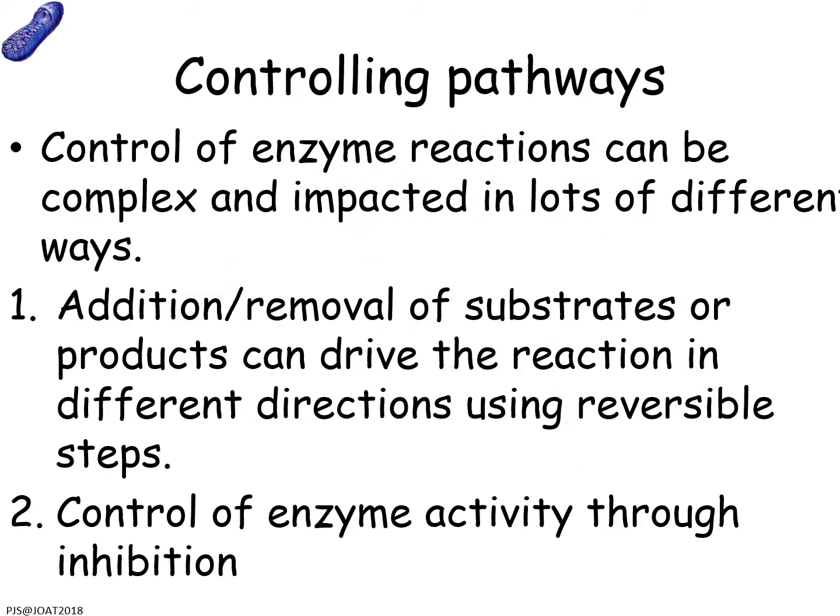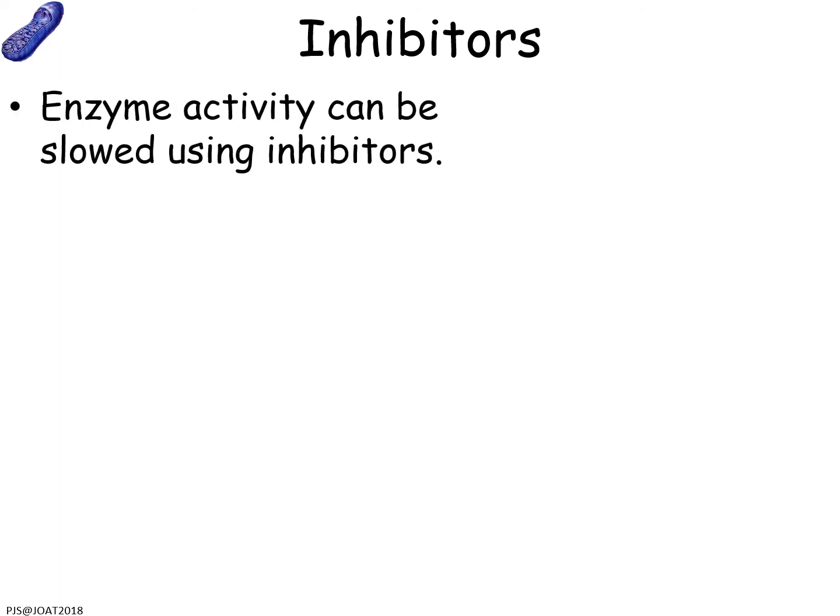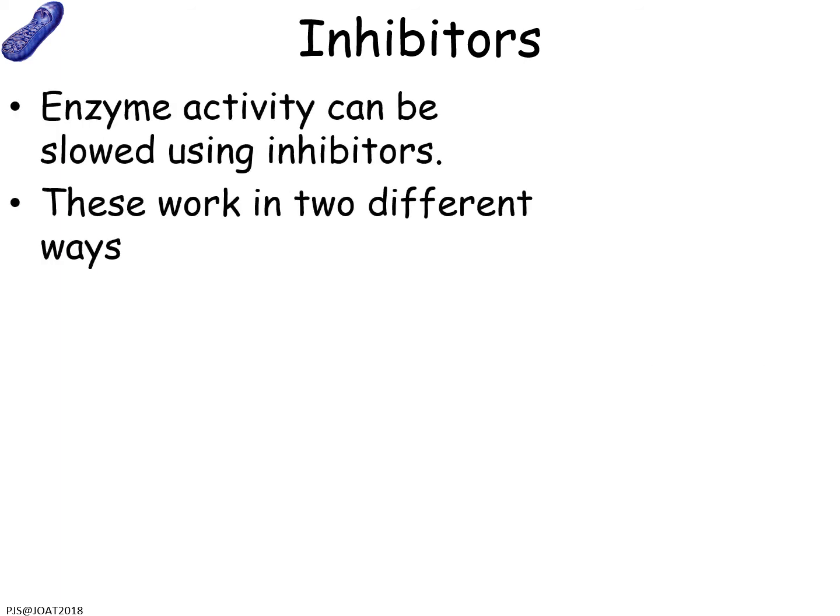So if we want to control our enzyme reactions, since they're really complicated, lots and lots of different things, we could pick and choose what substrates are there, and that can drive the reaction. We can control the enzyme activity through inhibition. Now that's the next bit, and that's really important. So we can slow down enzyme activity using chemicals called inhibitors. And kind of obvious, we're inhibiting activity two different ways.